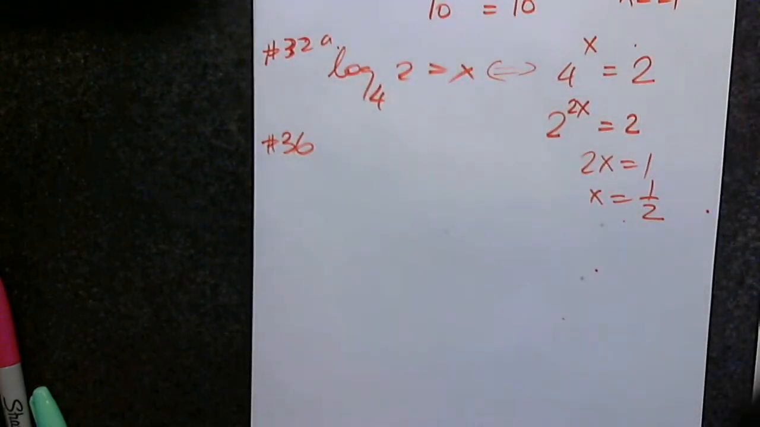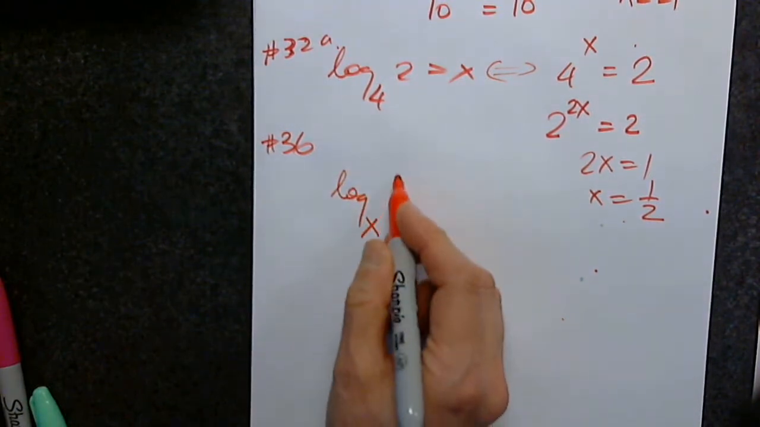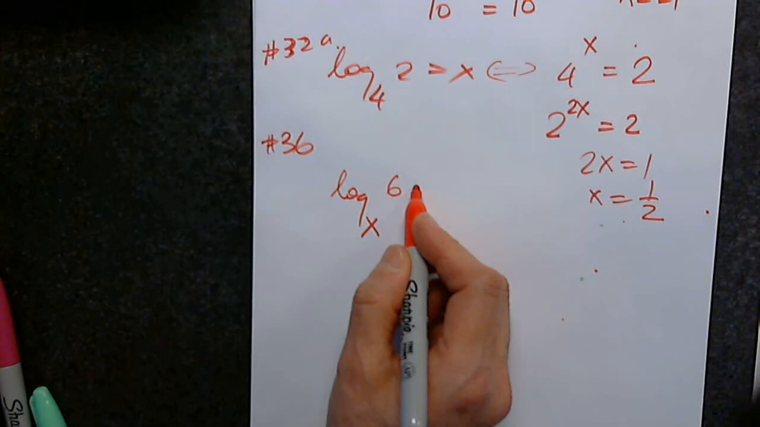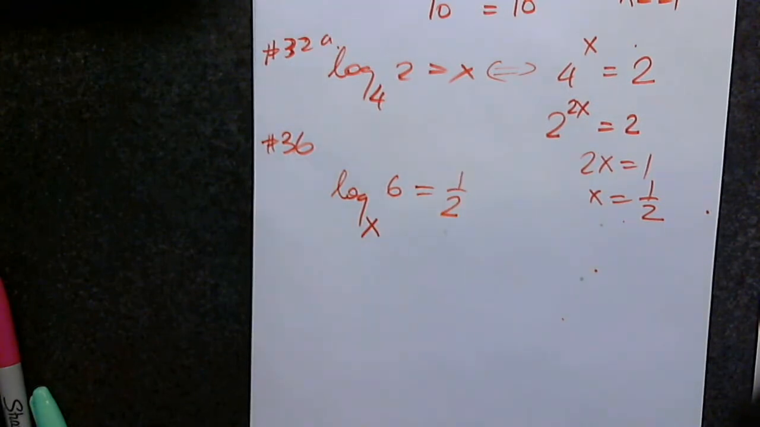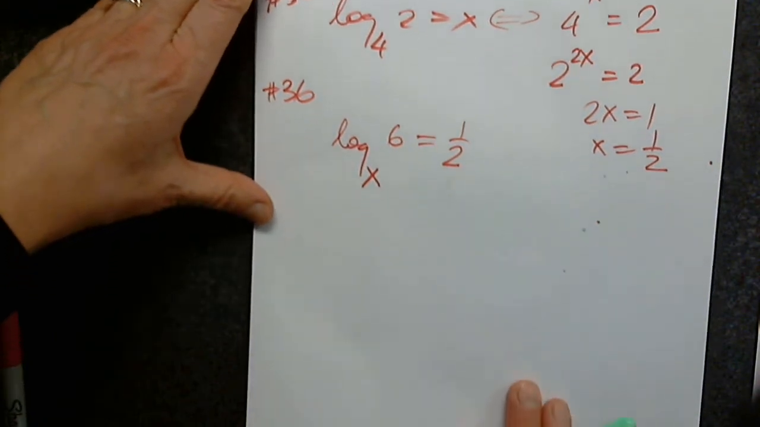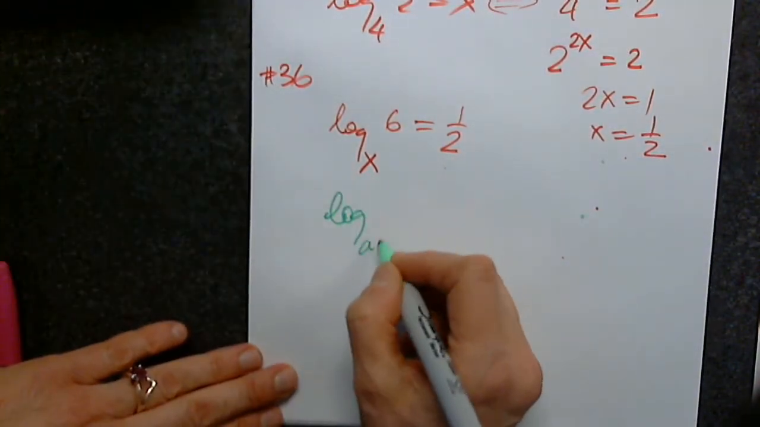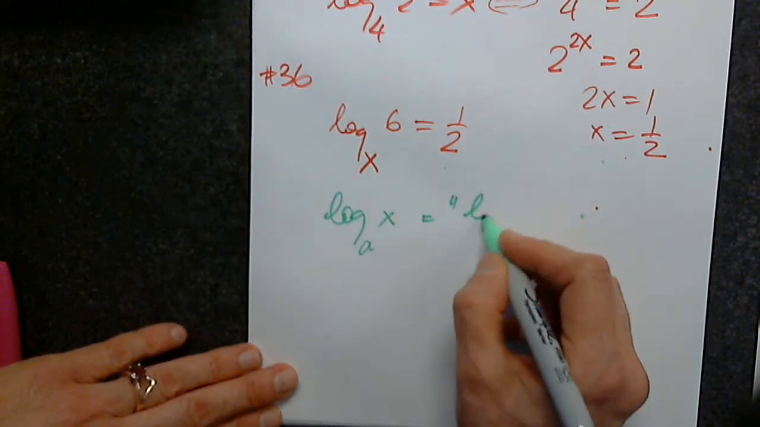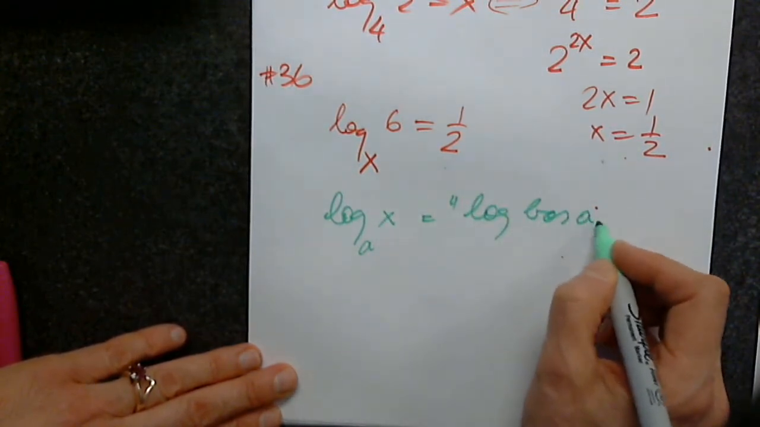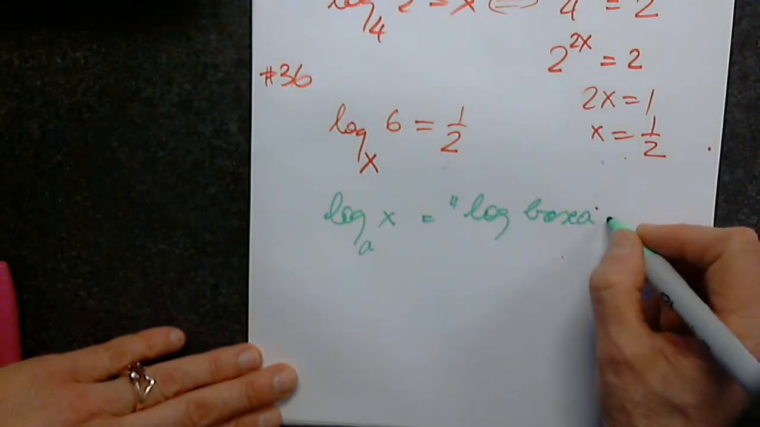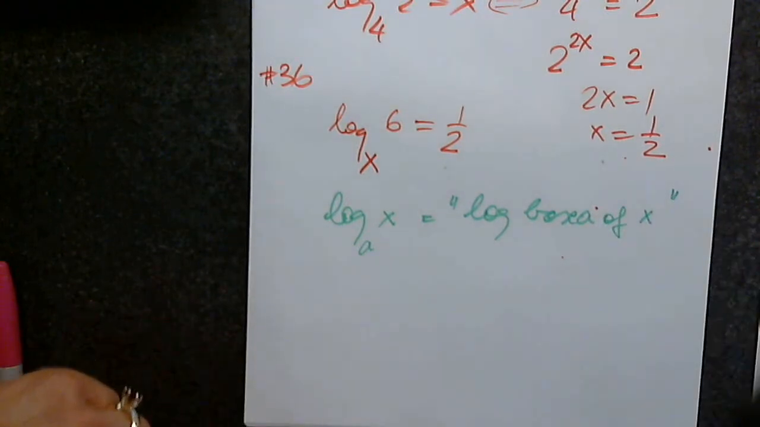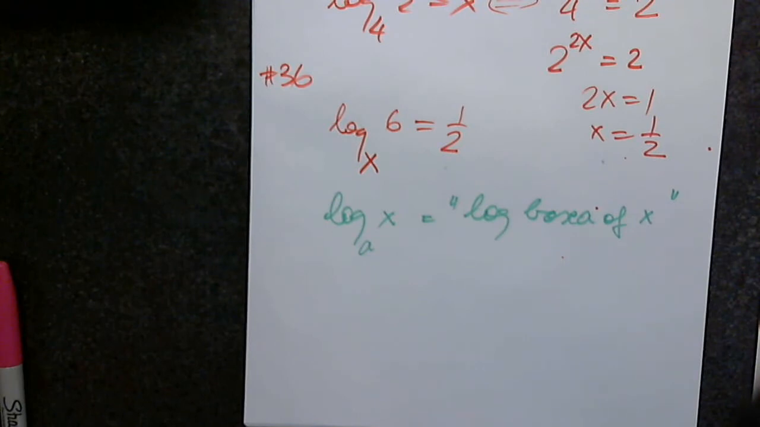Okay, let's look at 36 because it's different. Log base x of 6 equals 1/2. Now is the time, I already repeated it many times, but it's maybe not clear, how we read log base a of x.